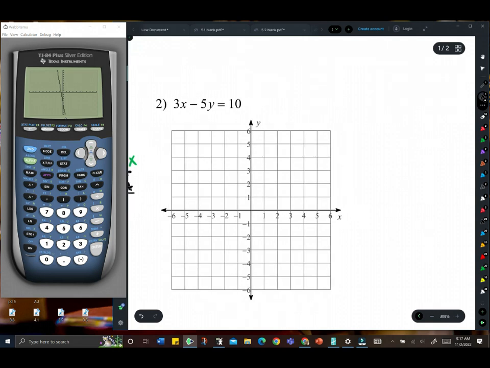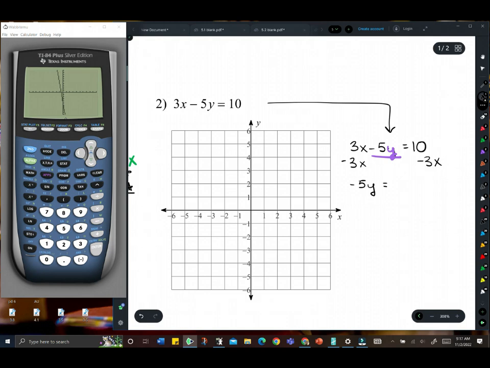Moving on to example number 2. Once again, we have to solve it for y. So I will rewrite it here. What are we going to do? Well, we have to get y by itself. So we always add or subtract away the x. In this case, subtract it.